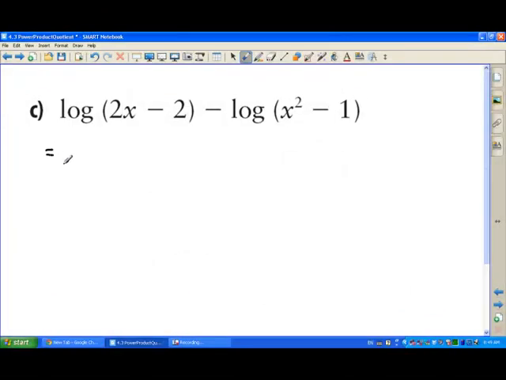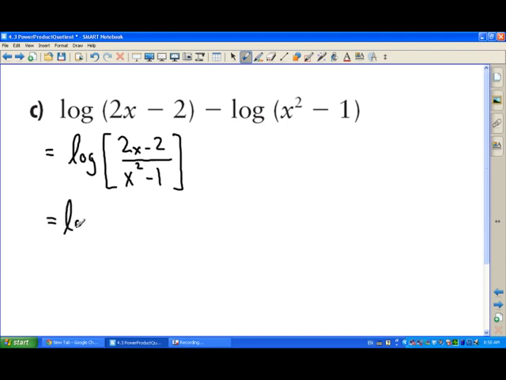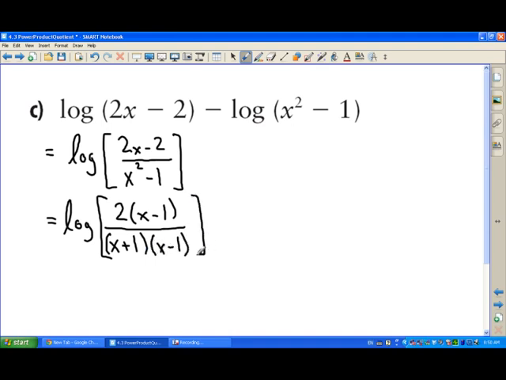Finally, example C, I'll combine these two logarithms into one logarithm using the quotient rule. We should factor the numerator and denominator of this logarithm as much as we can. So the numerator is easy. It's just a common factor. The denominator is an example of difference of squares. I can cancel. So my final answer will be the logarithm of 2 over x plus 1.